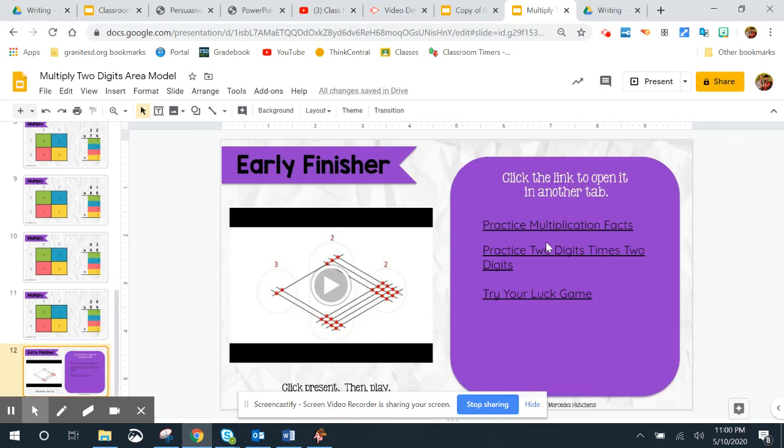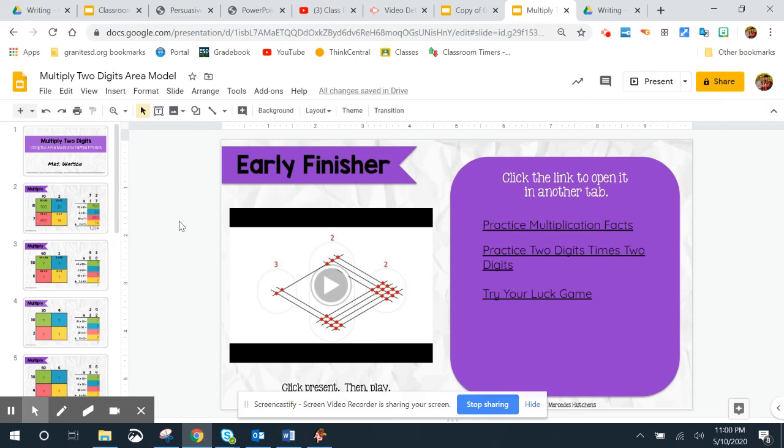When you get to the bottom, there's a fast finisher if you're interested. And that is our assignment for today. Good luck, and message your teacher if you have questions.